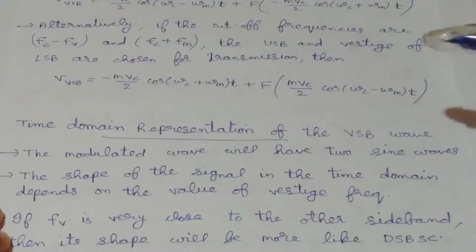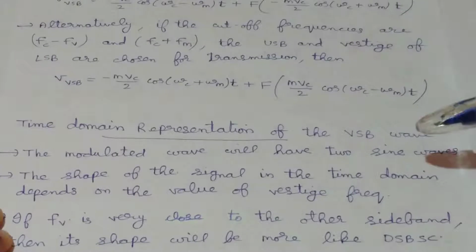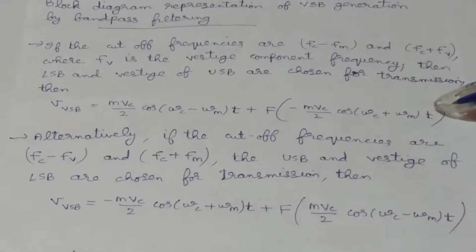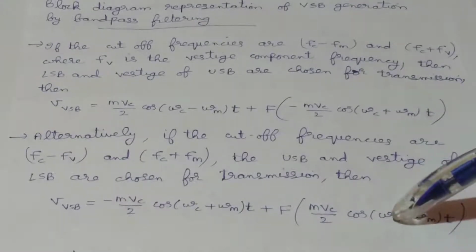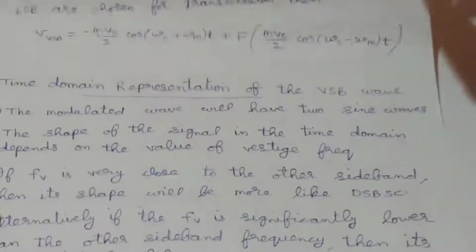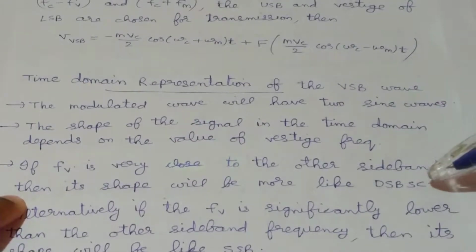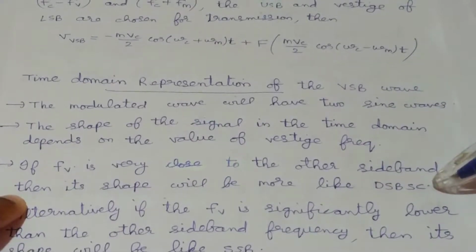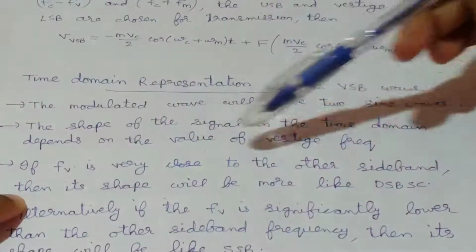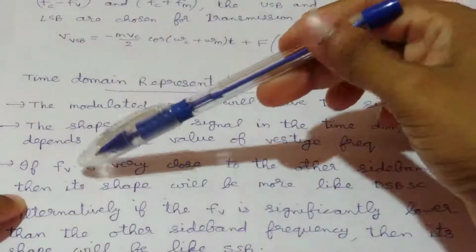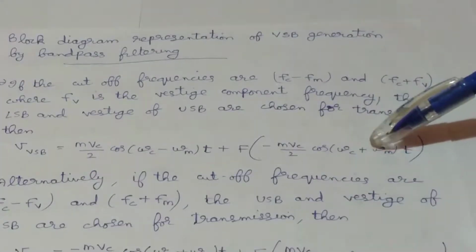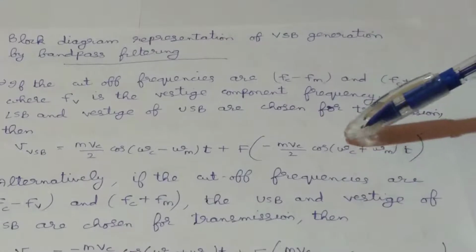Let's now consider the time domain representation of the vestigial sideband wave. We know the modulated wave will have two sine waves, one corresponding to this equation and the other corresponding to this equation. Then if Fv is very close to the other sideband, its shape will be more like a double sideband suppressed carrier wave, because when Fv is a large value, Fc plus Fv will be very close to the Fc plus Fm value.